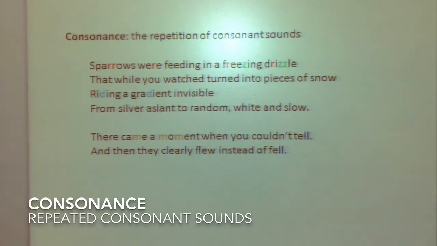Sparrows were feeding in a freezing drizzle that, while you watched, turned into pieces of snow riding a gradient invisible from silver aslant to random, white, and slow. There came a moment when you couldn't tell, and then they clearly flew instead of fell.